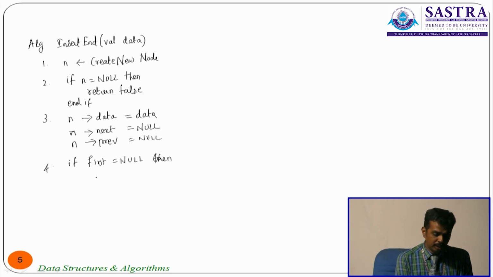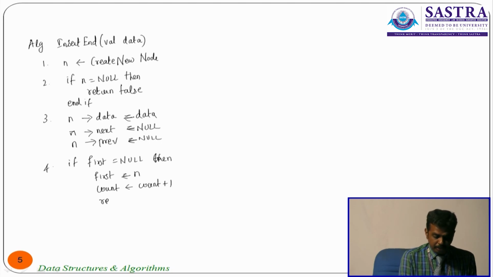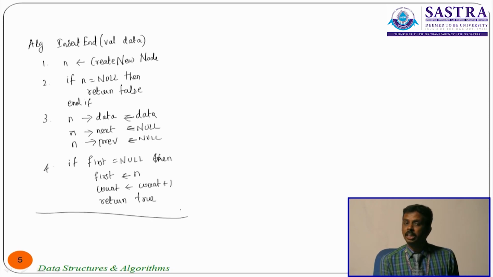So what you can just do is update the first field, first equal to this n, the newly created node, then count plus plus. The symbol will change to the arrow mark, and count equal to count plus 1, and then return true. So the first 4 steps are common with the insert front.